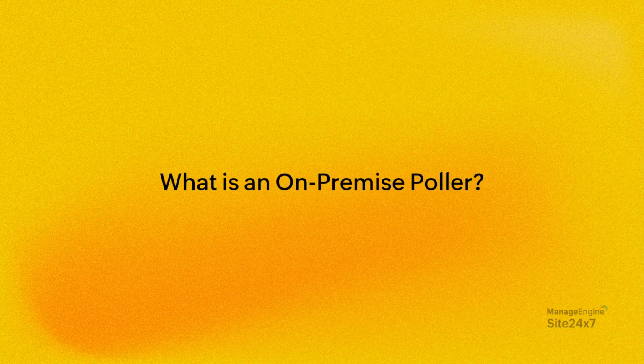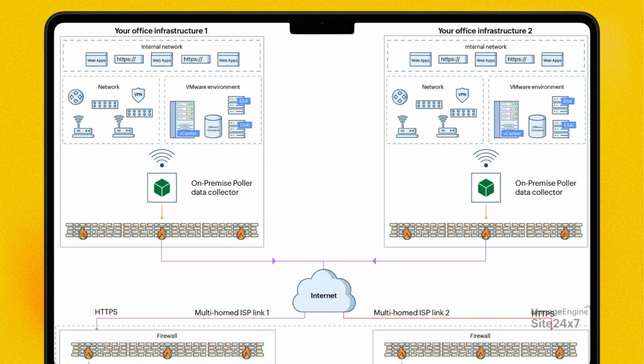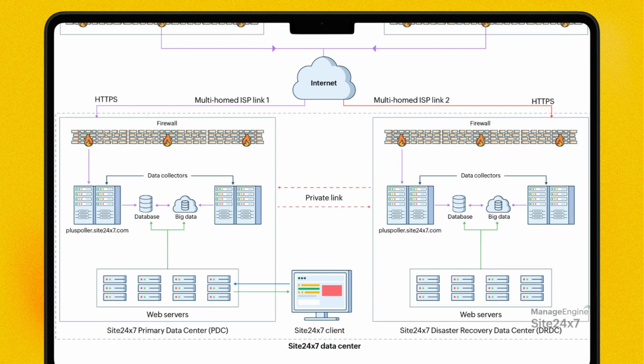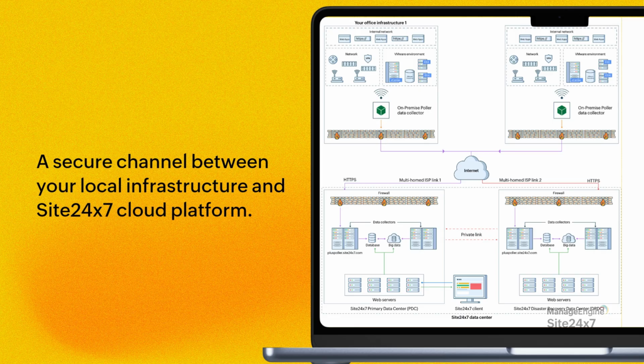What is an On-Premise Poller? The On-Premise Poller is a lightweight agent that helps monitor internal devices and services, such as servers, URLs, and network equipment, that aren't exposed to the public internet. It acts as a secure channel between your local infrastructure and the Site24x7 cloud platform.